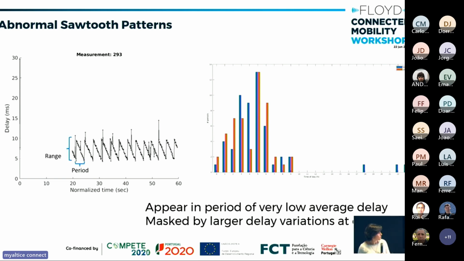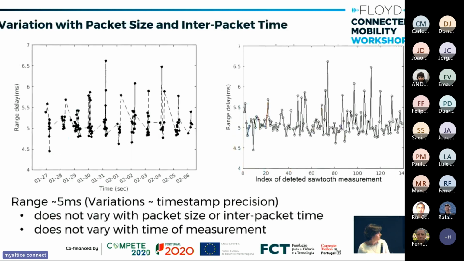So we looked into this to try to find out why this is happening. The reason we look deeper is that when we are talking about low latency, if there is something creating a non-random latency, we want to find out which element it is to deal with it. It's a sawtooth pattern. We use a range and a period to characterize it. First, remember we have a sub-millisecond precision, so this is 5 milliseconds of range. The range does not vary with packet size, interpacket time, or time of day of the measurements. This is what these images show.